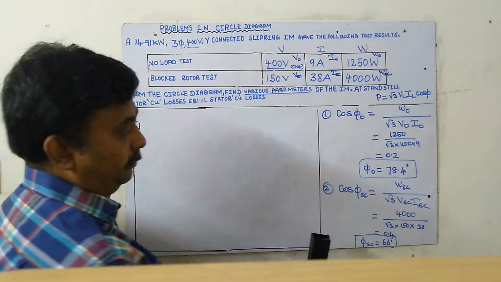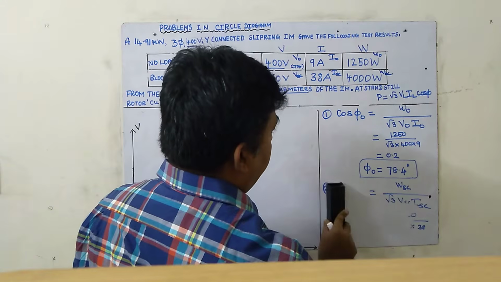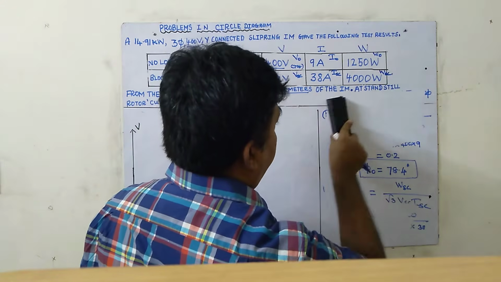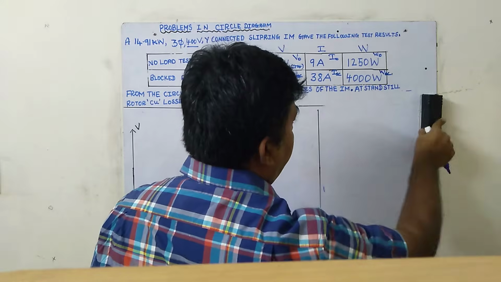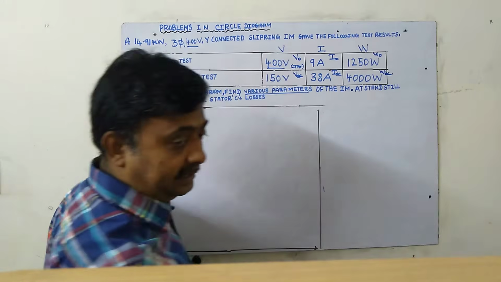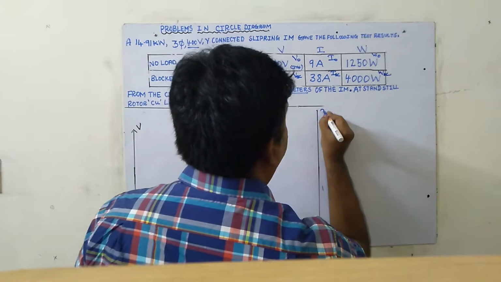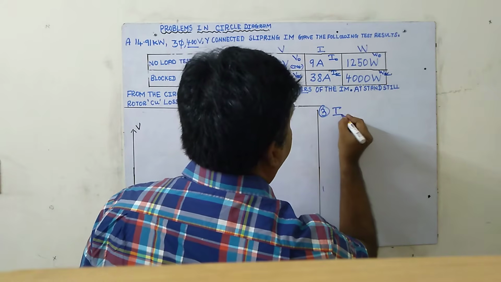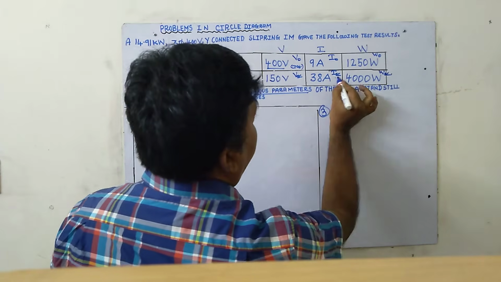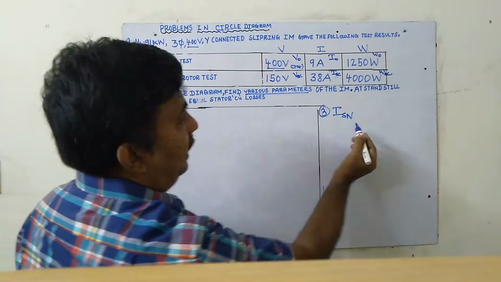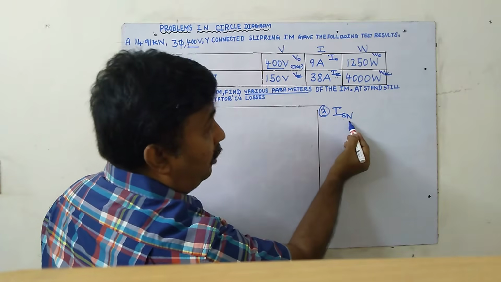Okay, third step, I will clear this thing. What is the third step? Third step is to find ISN. We know ISC. What is ISN? Short circuit current at normal voltage.